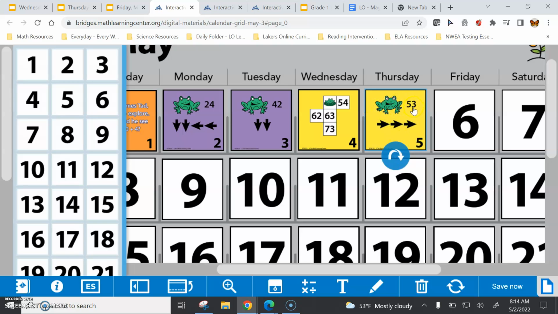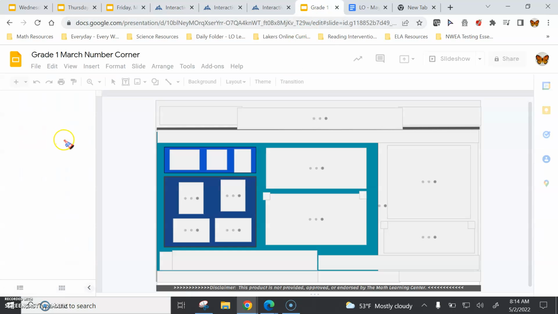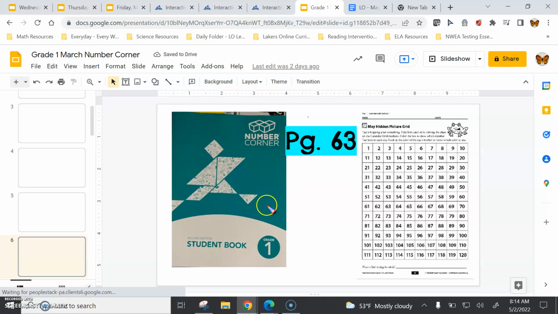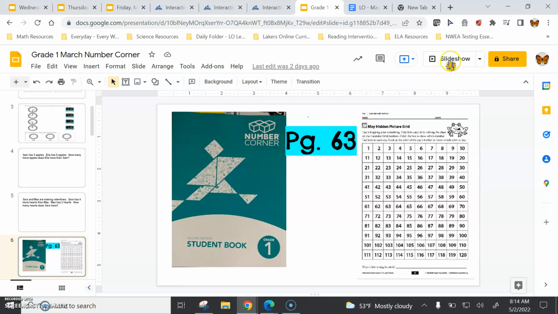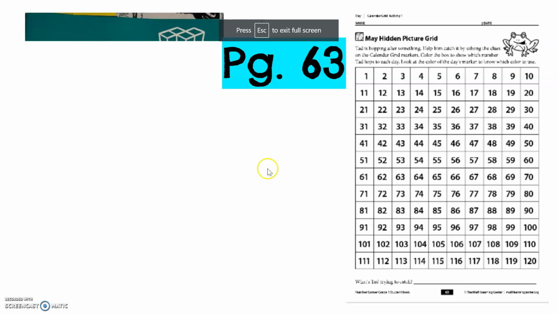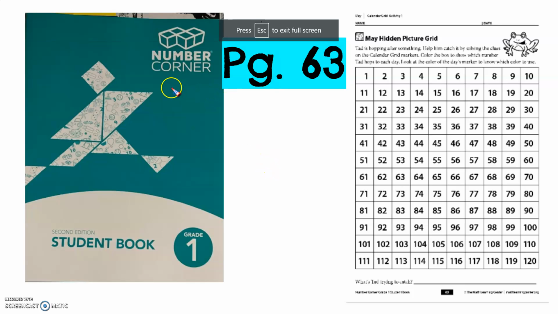Okay, Tad is on 53 now, but instead of going up and down, he goes to the right 1, 2, 3 spots. So let's pull out our number corner book that has the blocks on the top and the person made of shapes. That's the book I need you to pull out right now.